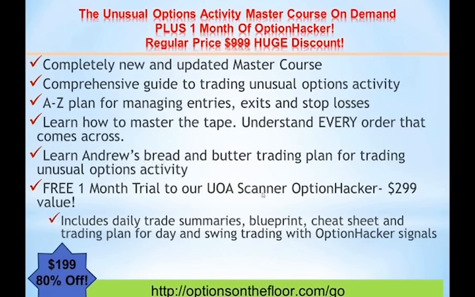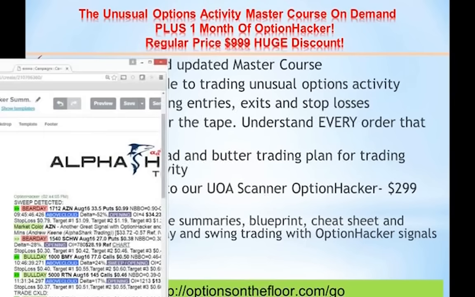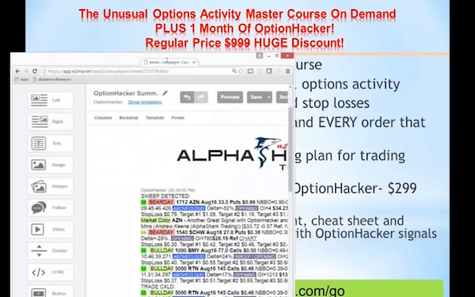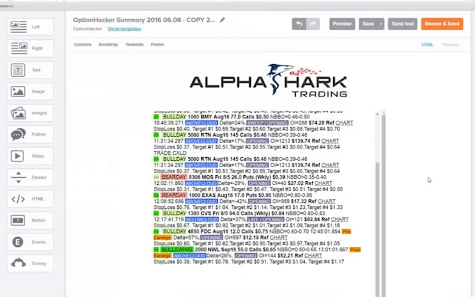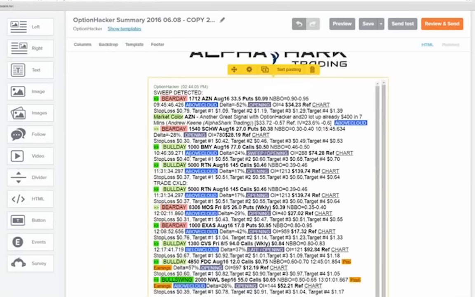Now, I'd show you what it looks like live, but obviously it's a Saturday and the market is not open. So I'll show you what the alerts look like on Option Hacker here. This is a summary email. We take 2,500 orders that hit the tape during the day and boil it down to just 15 to 25 signals that I can then use to find the best possible setups based on unusual options activity.